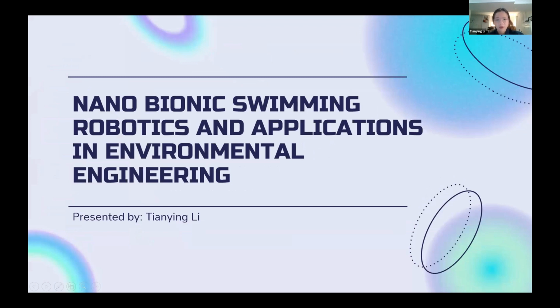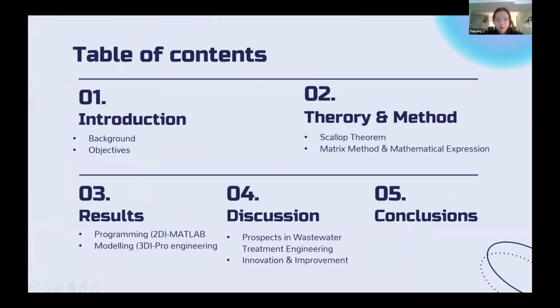Good morning, everyone. My name is Tianying, and today I'll be talking about my project on nano bionic swimming robotics and applications in environmental engineering, which will be illustrated from the following 5 perspectives as shown in the slide, including the introduction, theory and method, results, discussion, as well as the conclusion.